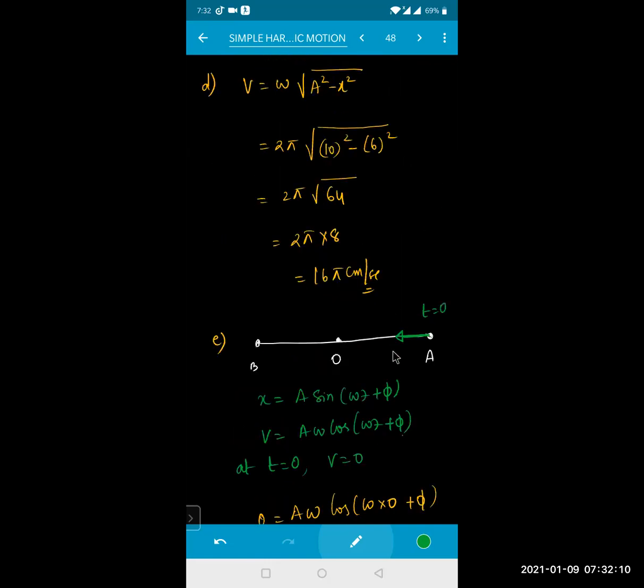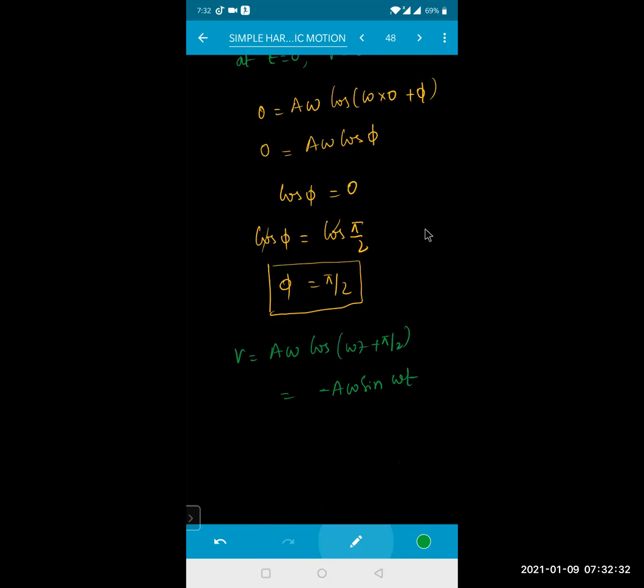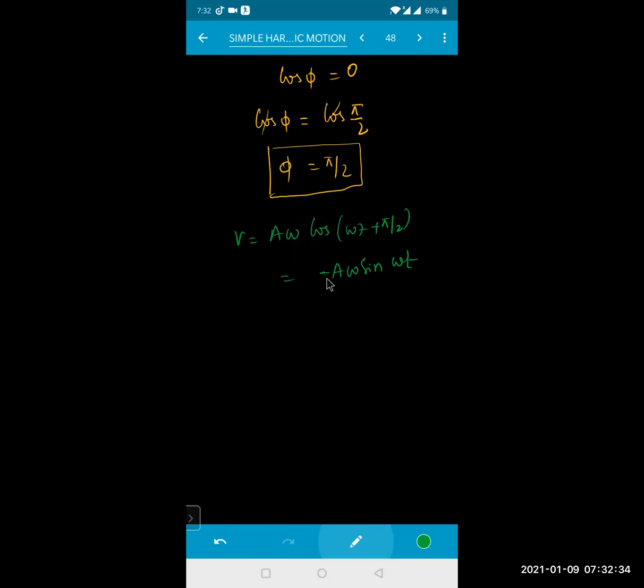That is the reason I have taken this velocity to be directed in this direction, because it is directed towards the mean position and slowly the velocity is decreasing. At the mean position, the velocity of the particle is how much? 0? Let's see. v equals A into omega, and it is directed towards the negative position. So it is minus A omega into sine of omega t plus phi.